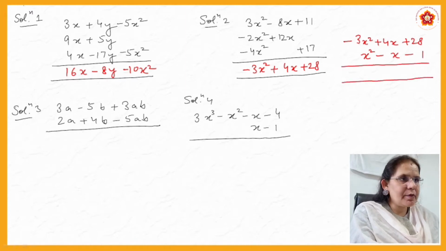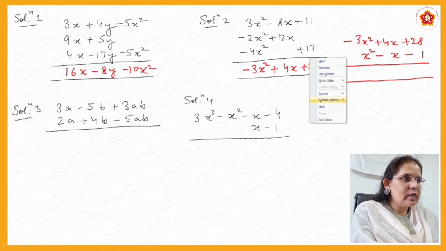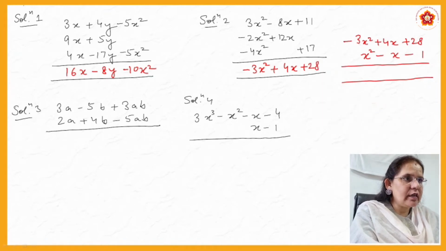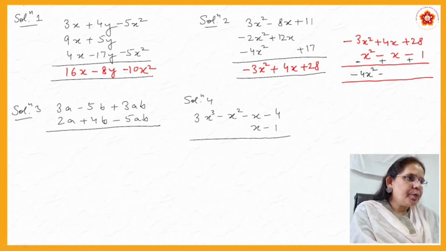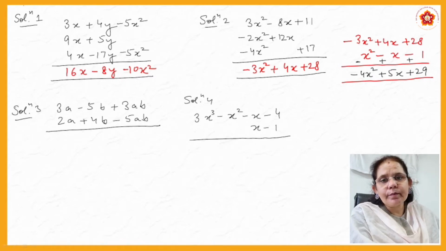Whenever we are doing the subtraction, the sign is changed. Here it is plus sign, it will become minus. Minus sign will become plus. And after this, you can perform the operations and then see what your answer is. So here you will be getting minus 4x square plus 5x plus 29.